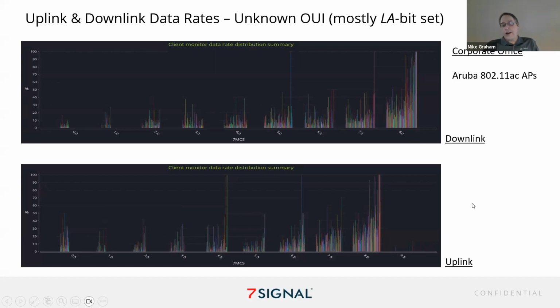And by the way, these are data packets, both up and down. We only look at the data frames for this. So these exclude any of the management traffic and any of the control traffic. It's purely data frames.